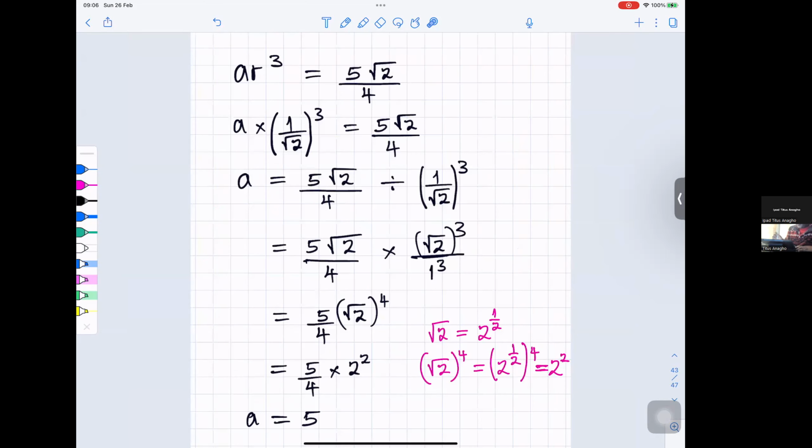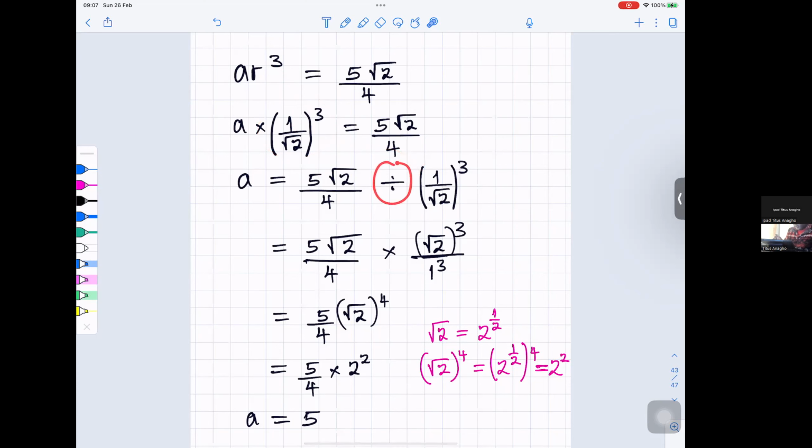So we go to the fourth term. We said A R cubed is 5 root 2 over 4. We want to find A. We substitute what R is. R is 1 over root 2, and then there's the cube, equal to that. We need to solve that equation for A. So it is times that. We take it to the right, it becomes the right.